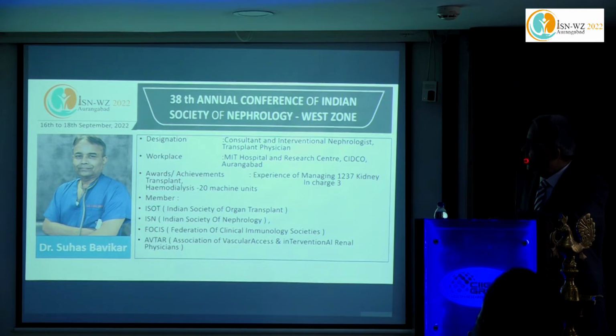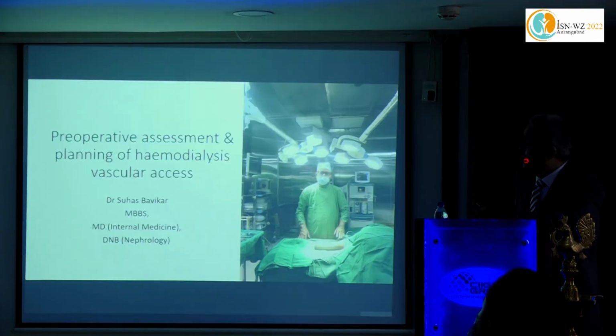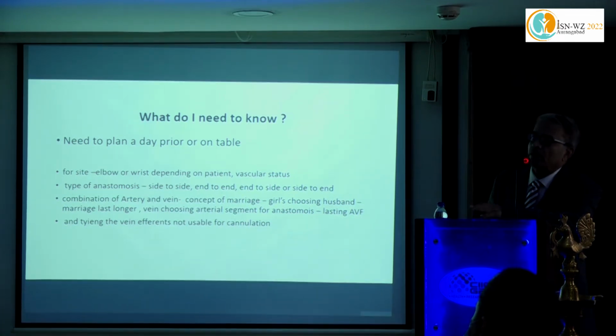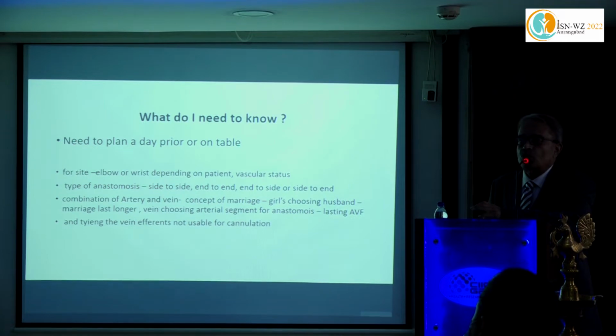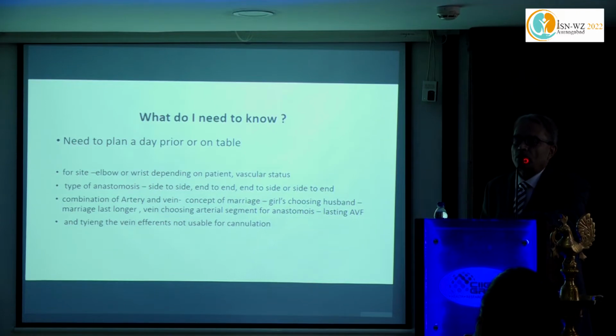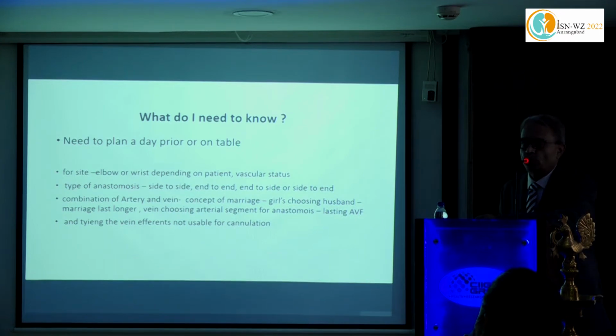So planning an AV fistula should begin a day prior to surgery, and there are 4 points in planning: 2 before the date of the fistula and 2 on the day of surgery. So the site of the AV fistula needs to be decided upon by the nephrologist depending on the patient comorbidities and the vascular status of the individual. The type of anastomosis, there are 4 types one has to choose from. Side to side, end to end, end to side and side to end. Depending on again the site where you do the fistula.